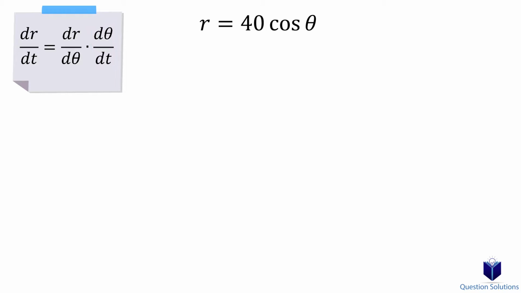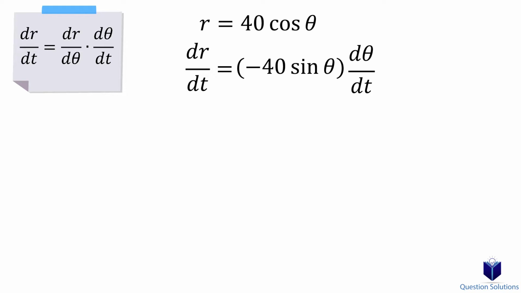So for the left side, we have dr over dt. For the right side, we have the derivative of 40 cosine theta, which is negative 40 sine theta. Then we have the derivative of theta with respect to time. The d theta over dt can be represented by a theta symbol with a dot on top. The r with the dot on top represents dr over dt.